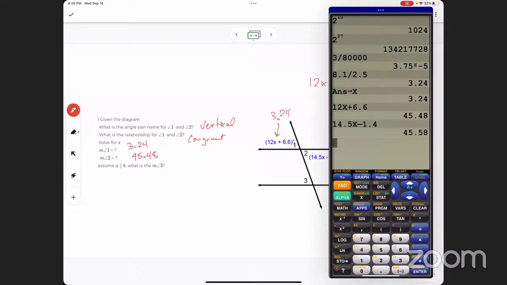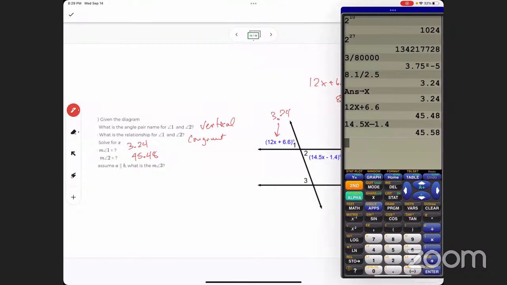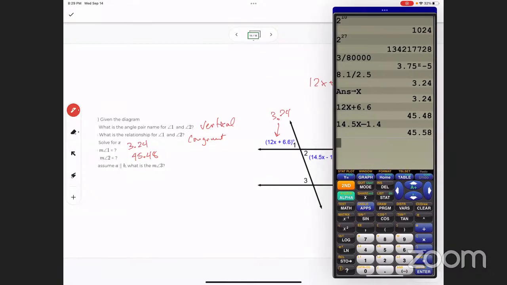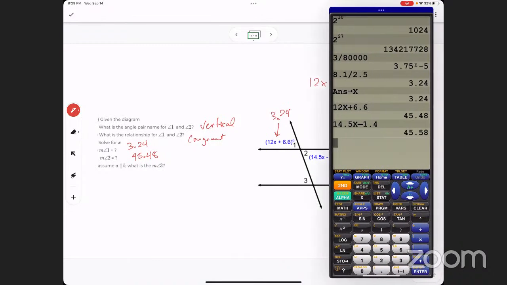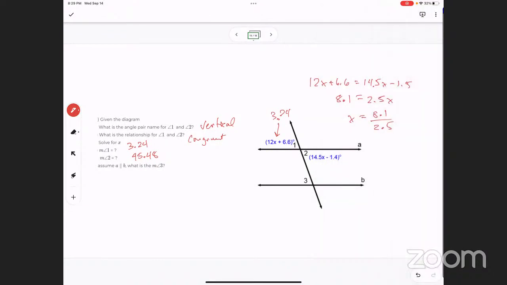So something's wrong with what I did. I must have done the math wrong. Did I write the problem out wrong, or did I make a mistake somewhere? Oh, I put 1.5 here. It's 1.4. Whoops. So that's not the right answer. This was 1.4, so this would just be 8.